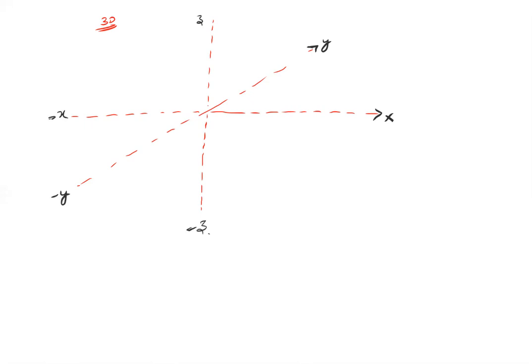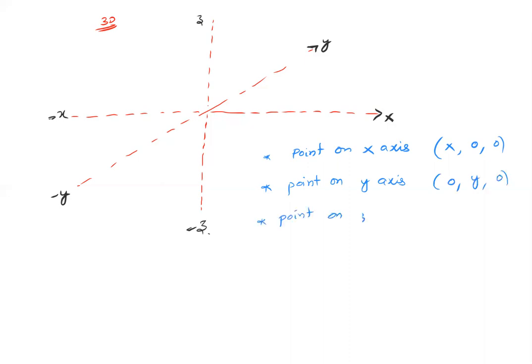Now, if you are taking a point on the x-axis, it will have some x part comma 0 comma 0, y and z coordinates are 0. Similarly, if you are considering a point on the y-axis, your x and z coordinates are 0. If you are considering a point on the z-axis, this is 0 comma 0 comma z. X and y coordinates are 0.